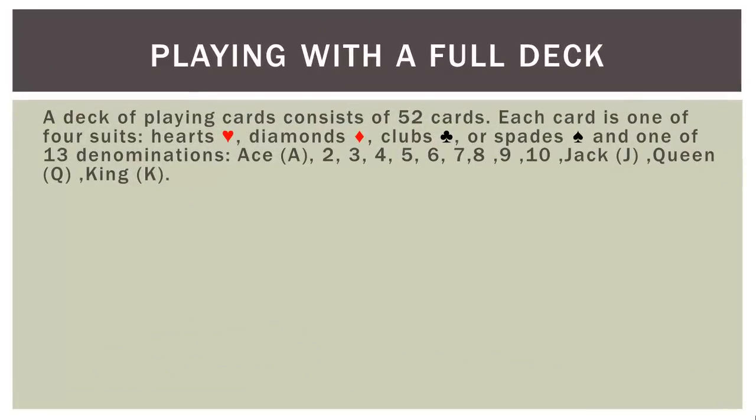A deck of playing cards, as you probably or maybe know, consists of 52 cards. Each card is one of four suits: hearts, diamonds, clubs, or spades, and one of 13 denominations: ace, 2, 3, 4, 5, 6, 7, 8, 9, 10, jack, queen, or king, which we call face cards because they have, you know, people on them, faces.